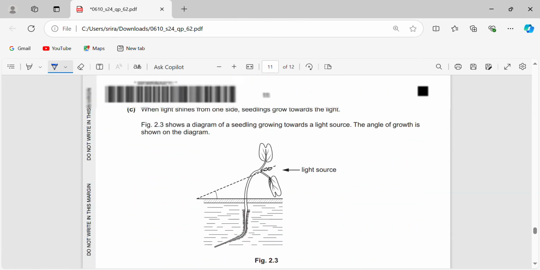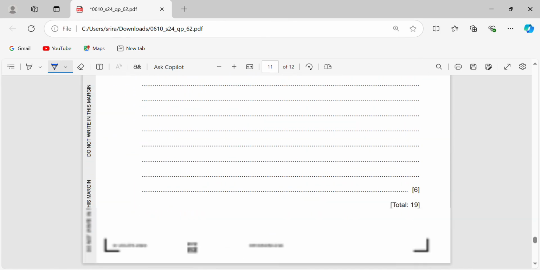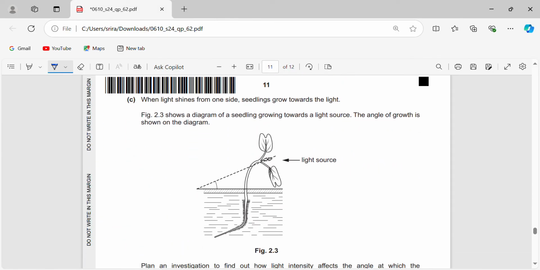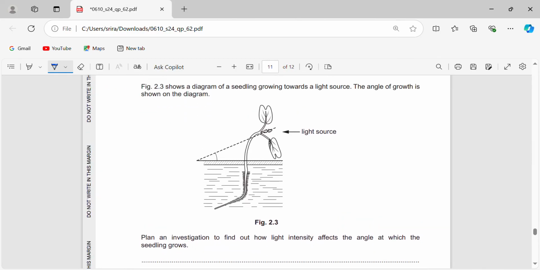Now we're moving on to the last question of this paper. Yep, that's the last question of this paper, the experiment. So when light shines from one side, seedling grows towards the light. It shows the diagram. Okay, so here the dependent variable is the angle at which the seedling grows. So here we need to show the 6-mark experiment.